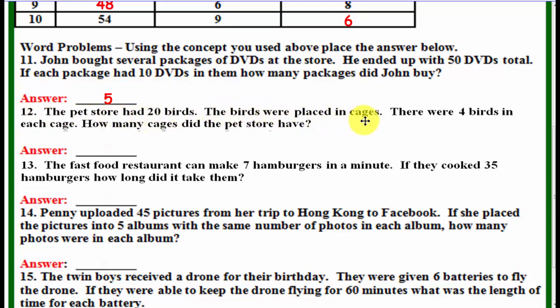Number 12. The pet store had 20 birds. The birds were placed in cages. There were 4 birds in each cage. So, how many cages did the pet store have? And your answer here should have been 5. Okay, number 13. The fast food restaurant can make 7 hamburgers in a minute. If they cooked 35 hamburgers, how long did it take them? Well, again, your answer here should have been 5.